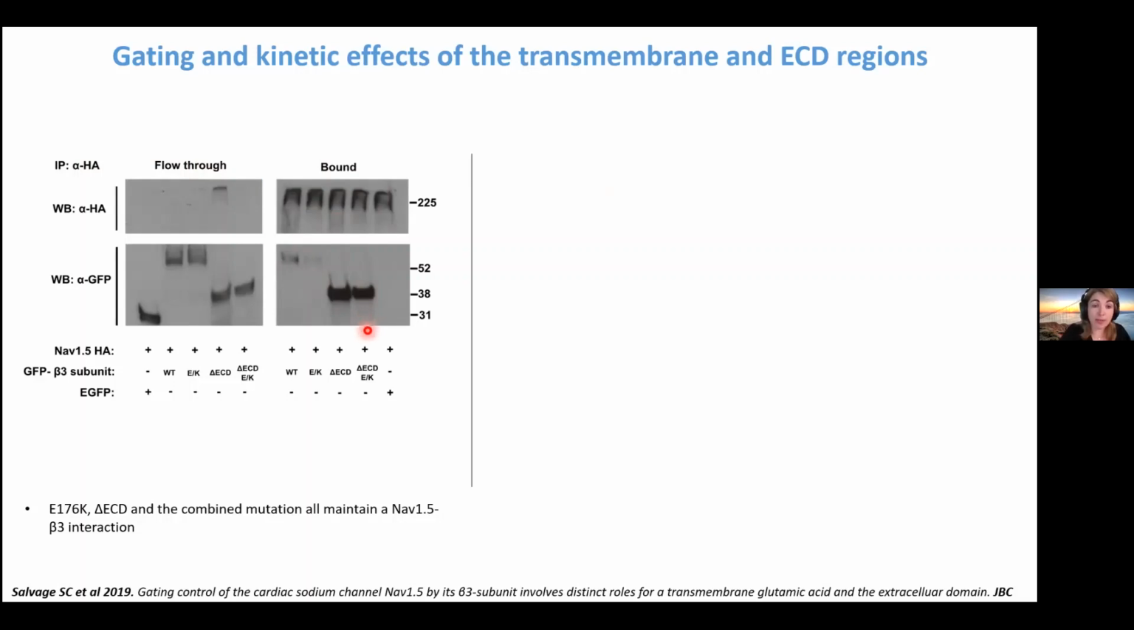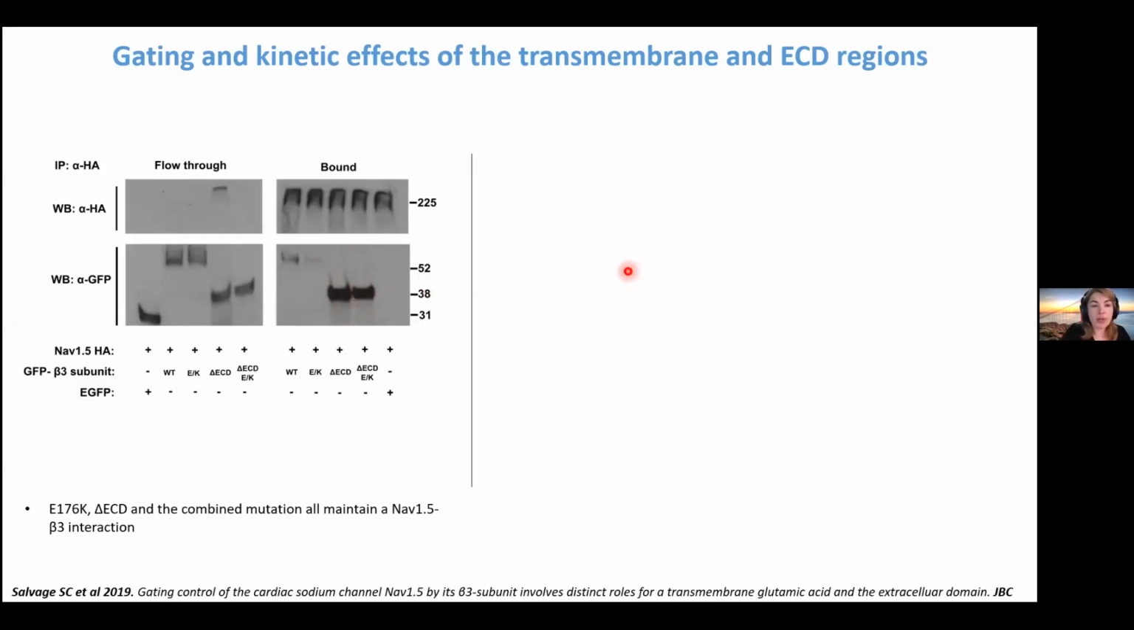What's quite striking in this plot is the density of the signal produced by the delta ECD. And that's likely because such a large immunoglobulin-like domain on the extracellular face is probably constricting how many beta subunits can bind to the alpha. But without that large region, your transmembrane domain is probably free to bind to many different sites, and hence you pull down more of this subunit.